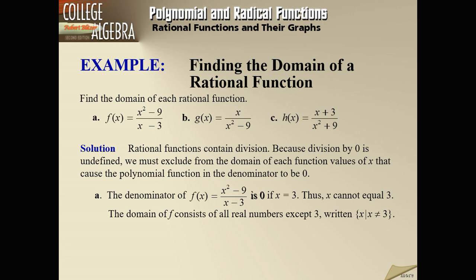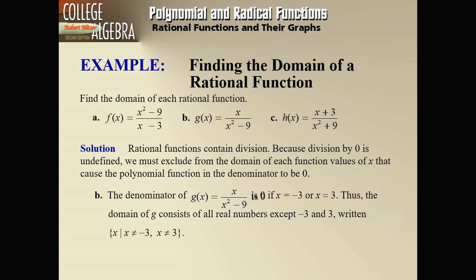So, x cannot be equal to 3. So, the domain of f consists of all real numbers except 3. So, it is written in this form, x such that x is not equal to 3. Okay. So, for letter B, we have g of x equal to x over x squared minus 9. So, ito lang dito is, again, the denominator. The value of x sa denominator natin ay hindi pwedeng negative 3 and positive 3.